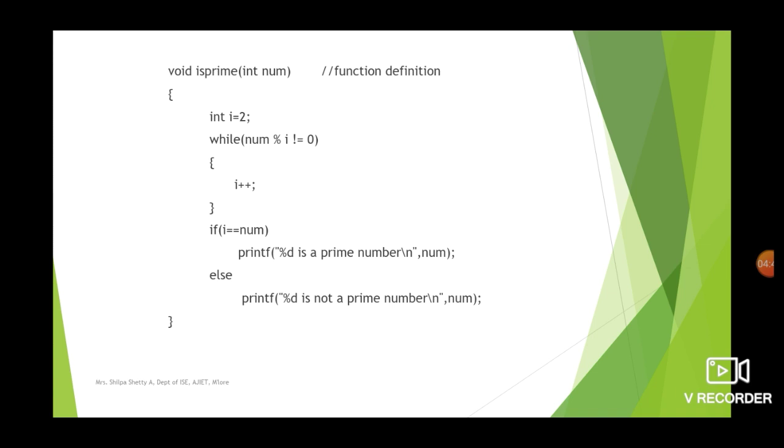Or for example, if you take 5, when we divide 5 by 2, 5 by 3, 5 by 4, only when you divide 5 by 5, we get remainder as 0. So it means the I value has reached till the number. At that point, we conclude that the number is a prime number, meaning it is divisible only by itself. All the previous numbers smaller than that were not divisible by this number. So that is the logic that we are using.